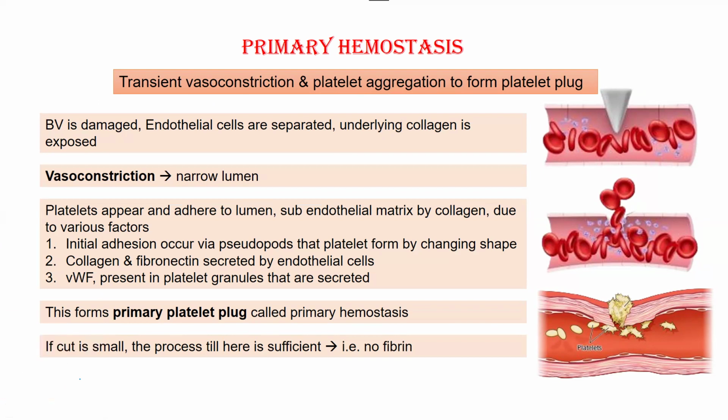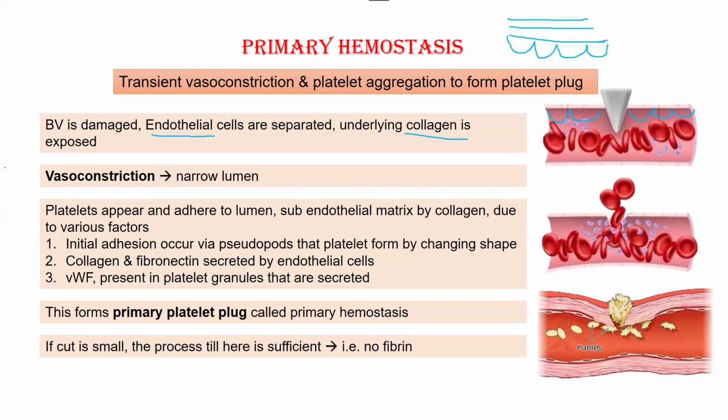I hope you all know that the layers of a blood vessel are made up of, first, the basement membrane, then a layer of collagen, and above that your smooth endothelial cells. So over here this blood vessel has endothelial cells. This is what we study in histology. I hope you know that. So the blood vessel is damaged, and because of that endothelial cells are separated and underlying collagen is being exposed.